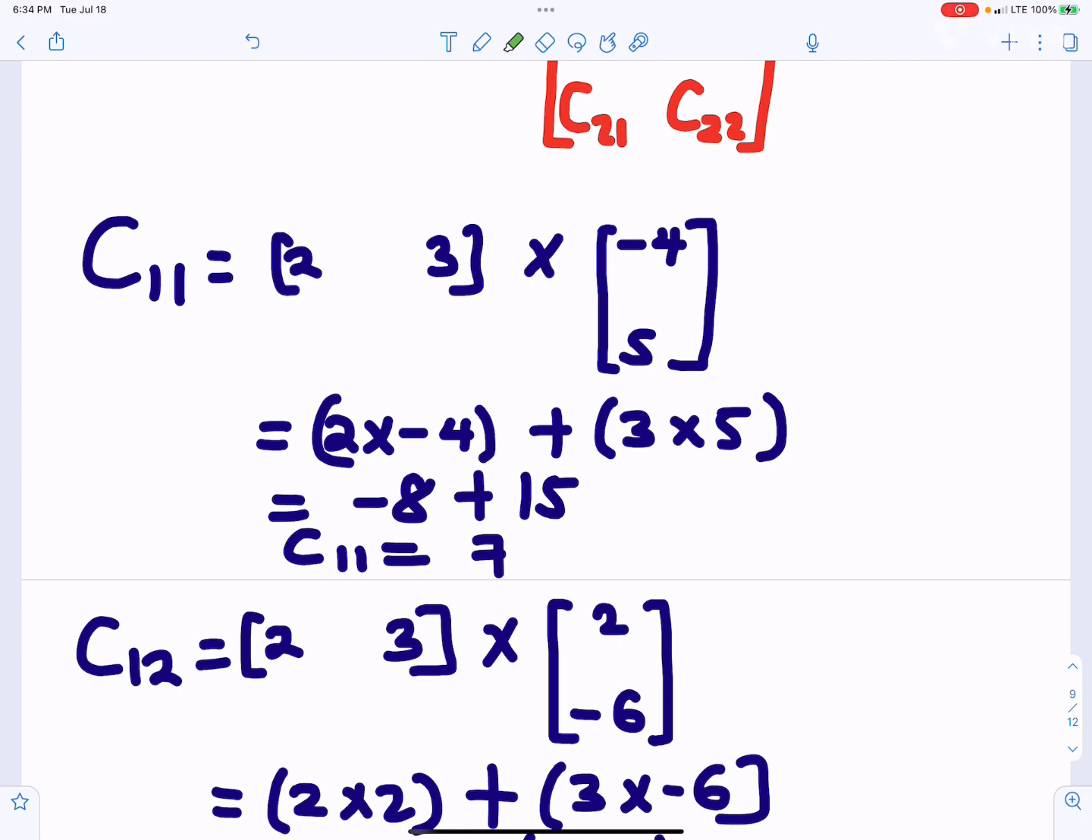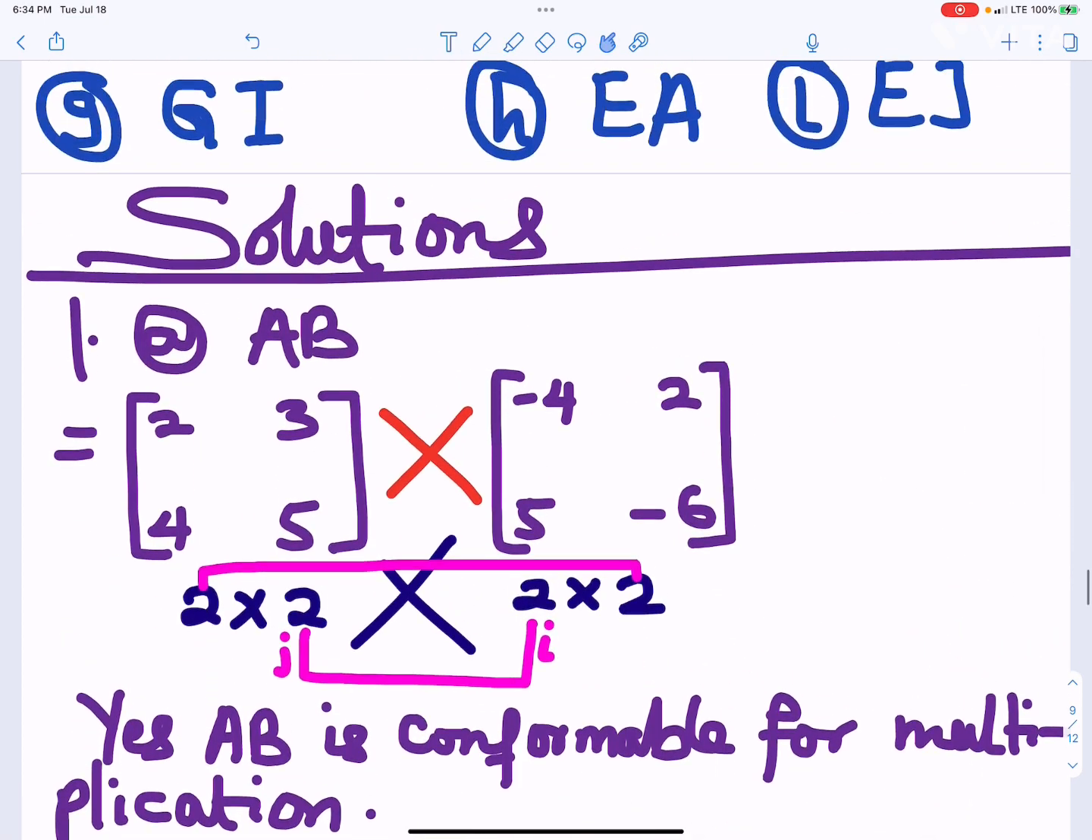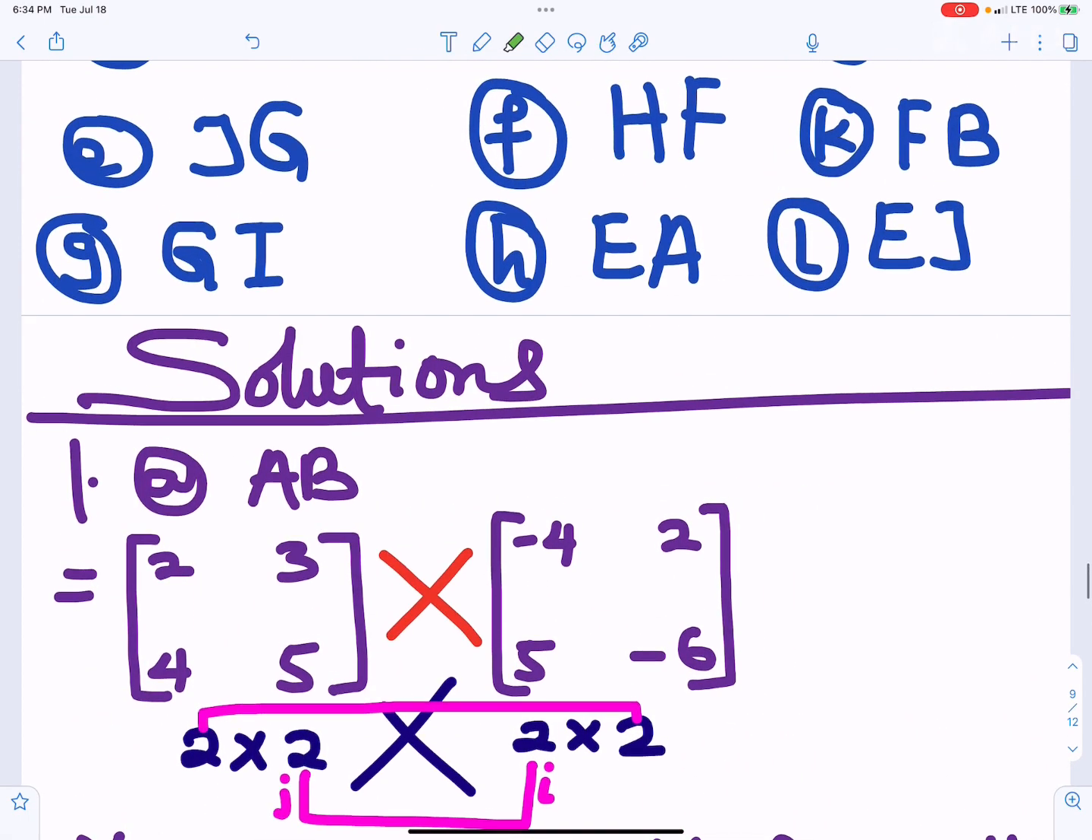Now to get the element in the first row second column. To get the element in the first row second column here, this C12, I'll multiply the first row in A by the second column in B. To get the element in the first row second column in my answer, I'll multiply the first row in A by the second column in B. So what am I going to do?